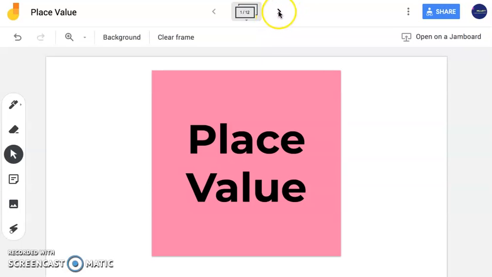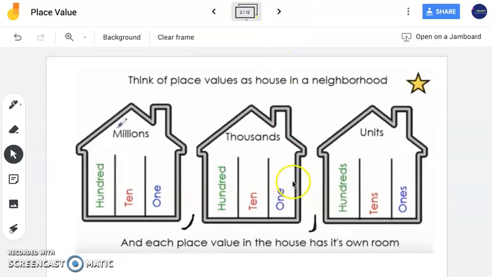Hello, today we're going to learn about place value. In this picture, it says, think of place values as houses in a neighborhood. Notice here in this house right here, we have ones, tens, hundreds. In this house, we also have 1, 10, 100, but this time my label is thousands. Then I have 1, 10, 100, and then my label is millions as well.